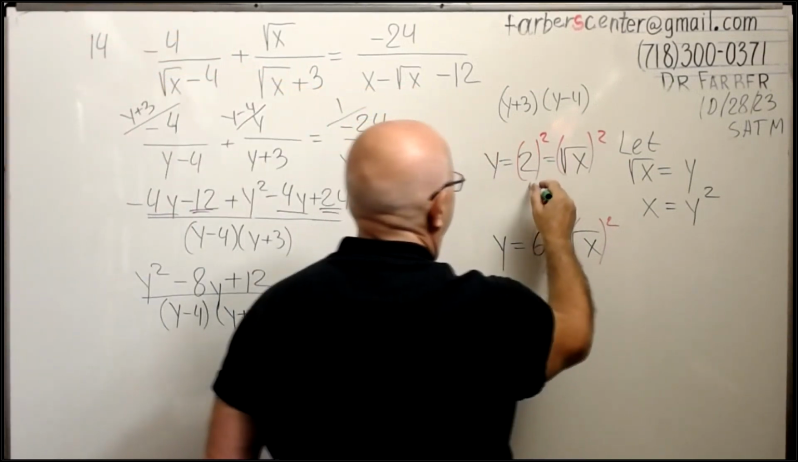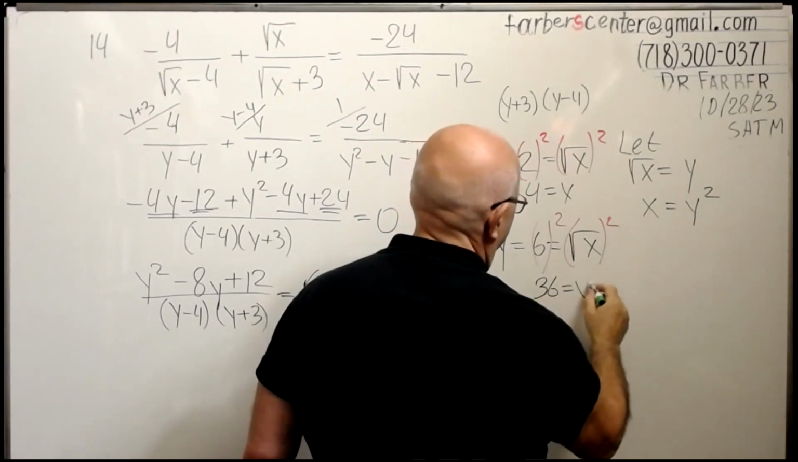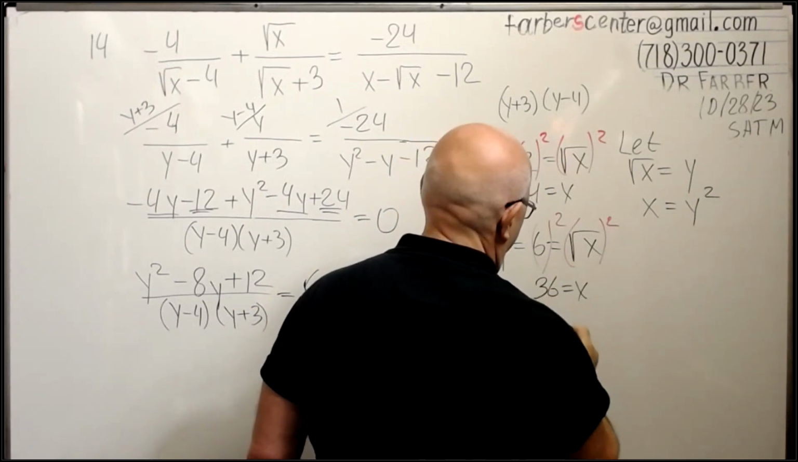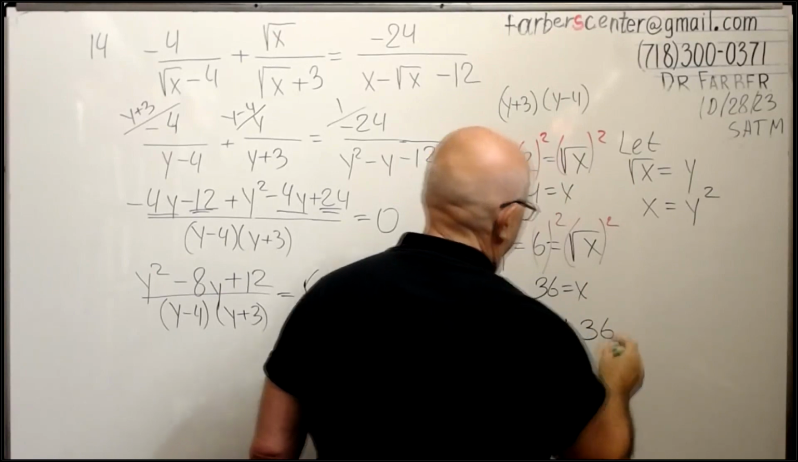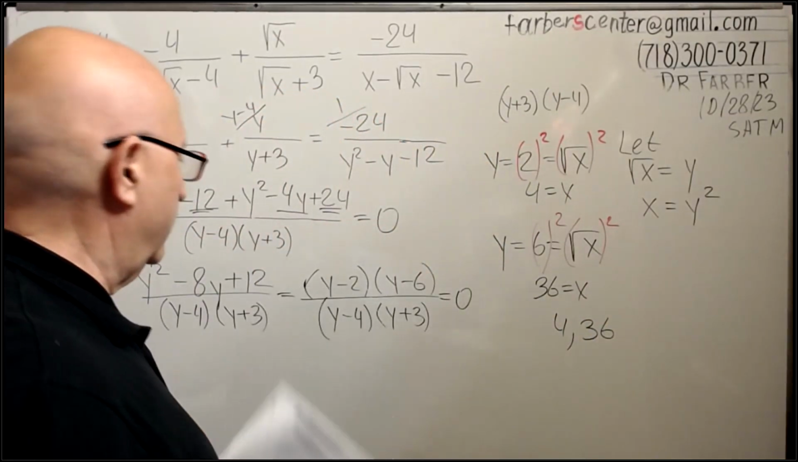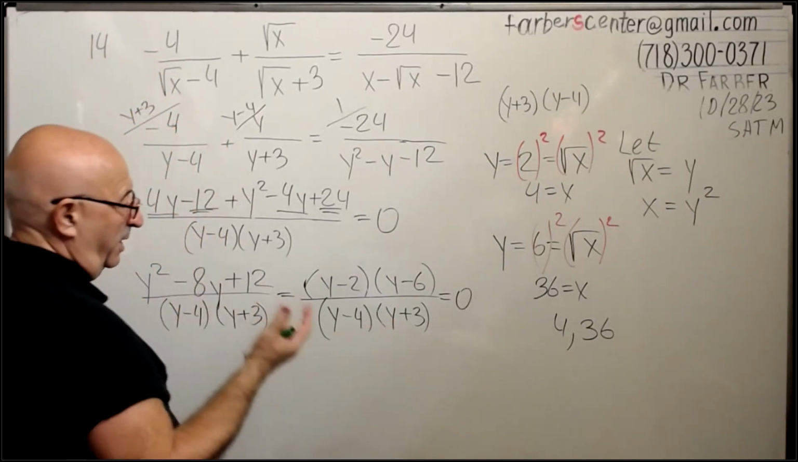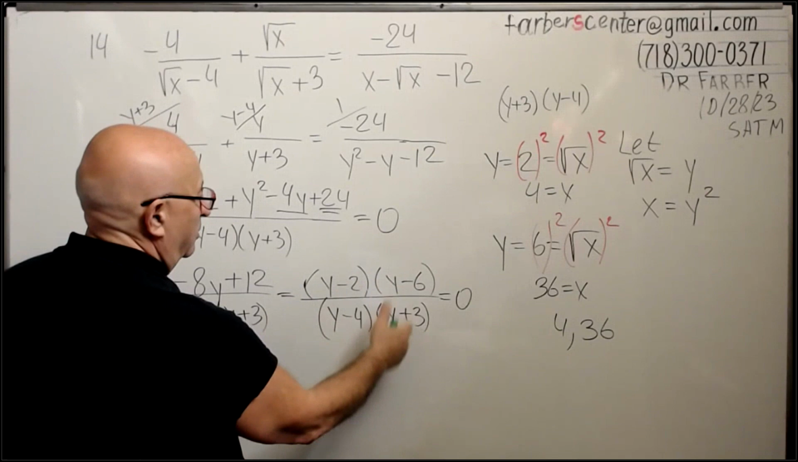I got 4 equals x, or 36 equals x. So we have two answers, either 4 or 36. If you look at the multiple choice, this is 4, 36. And we don't apply this restriction because these are different roots.